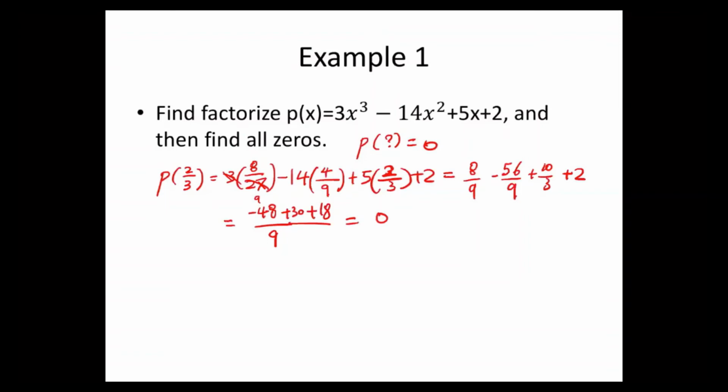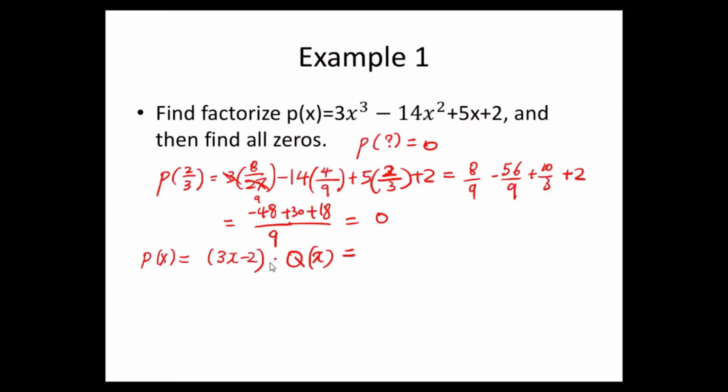So what you can say is p(x) is going to be divided by 3x minus 2. That's your first factor. Then you're going to have some kind of quotient. I don't know what it is, and then there's no remainder. Do you agree so far? Is there any problem? No. Then what you can do is further guess.